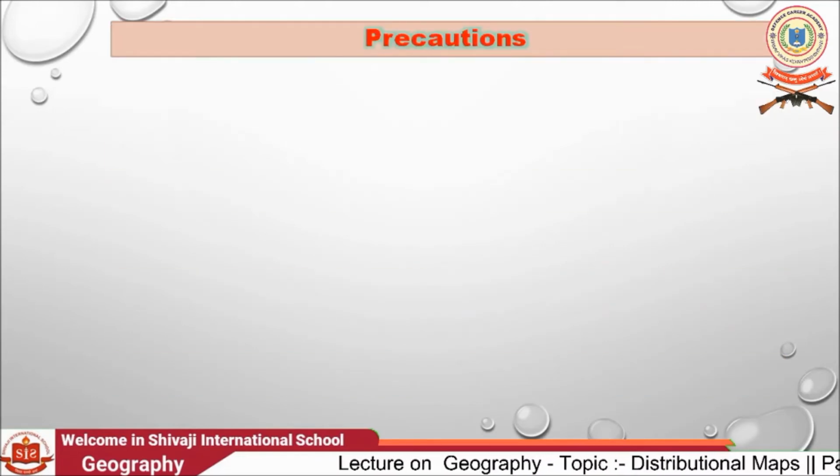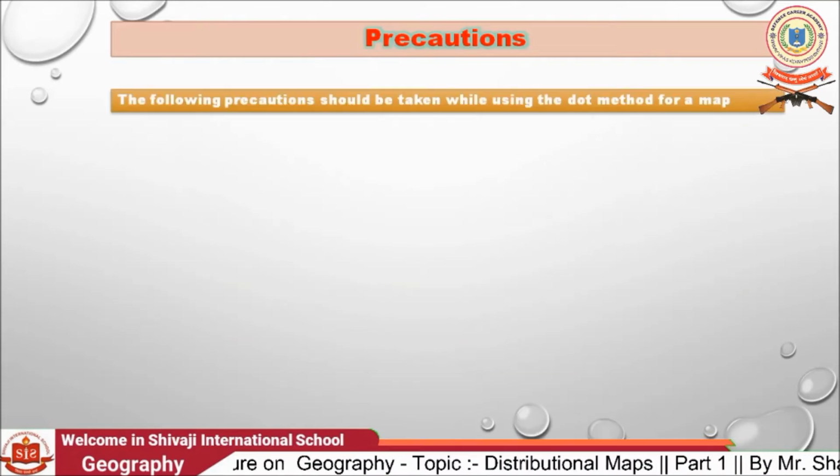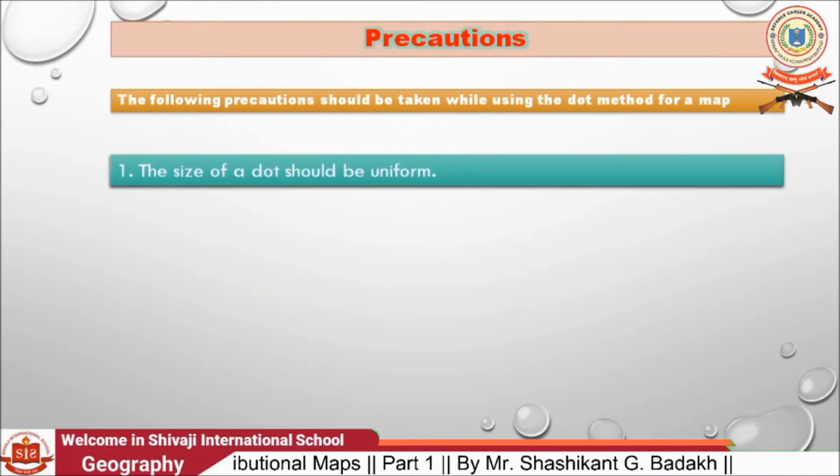Here, students, the following precautions should be taken while using the dot method for a map. So, what precautions do we need to follow? First, the size of a dot should be uniform. So the size of the dots should be uniform, and there should be no changes in it. So this is the first precaution you should follow.